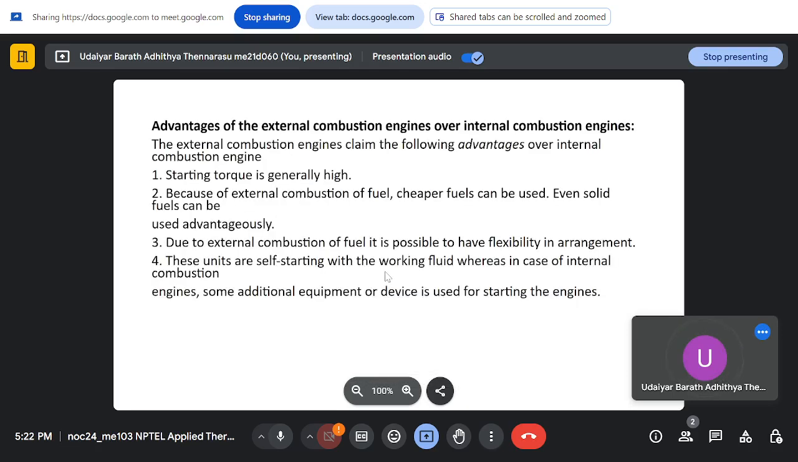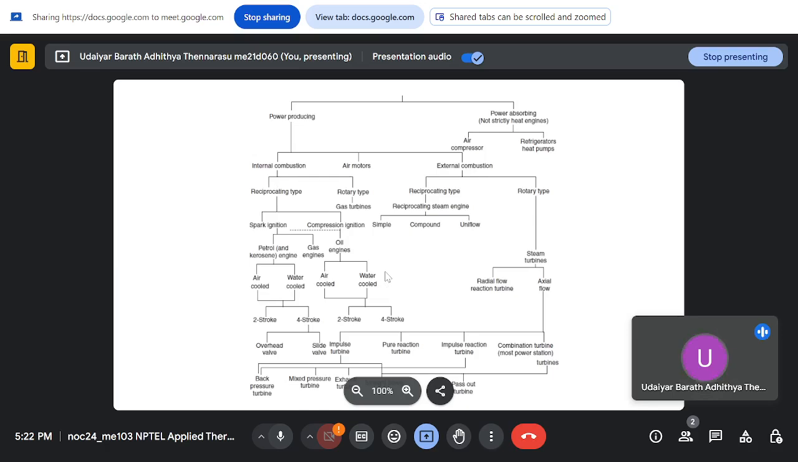So next, we saw this comparison of how an engine is a power producing device and a compressor is a power absorption device and so on, how it is cooled, what type of cooling. So it can be spark ignition, compression ignition, it can be rotary type in a Wankel engine. And spark ignition can be either petrol or gas engine. It can be air cooled or water cooled, or the type of operation being 2-stroke or 4-stroke. So this all we saw. Or it's an internal combustion engine. Similarly, you can have an external combustion engine. So this is a brief chart on that.